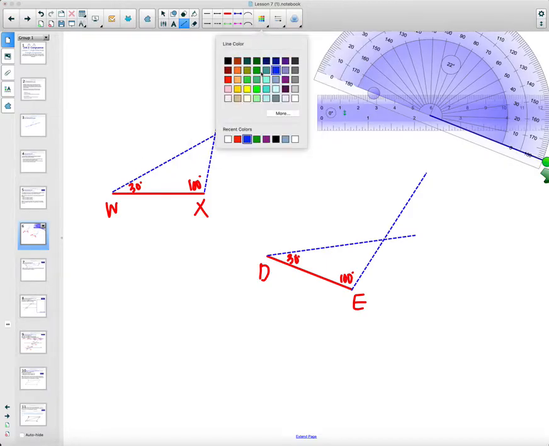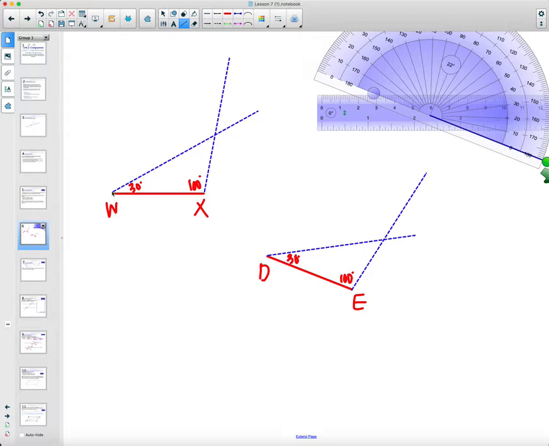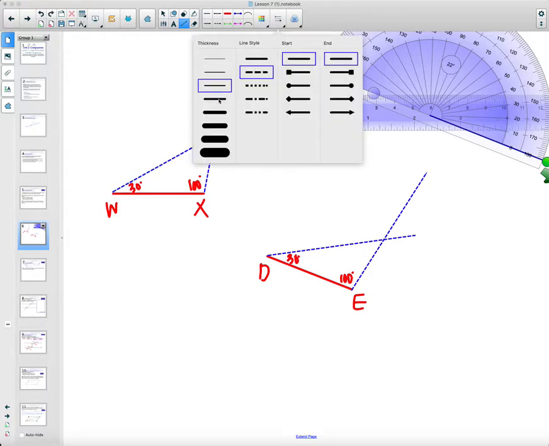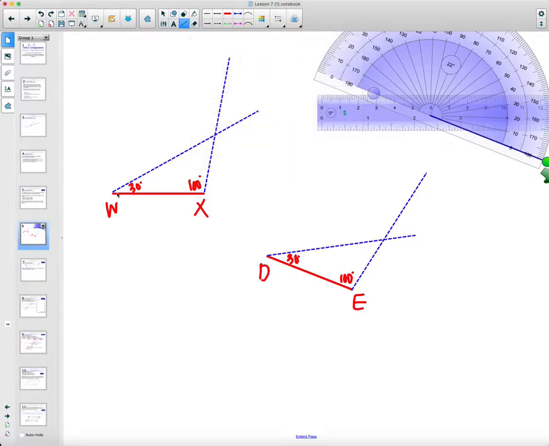So I'm just going to do this in a different color than the red because it is not something that I measured. So I didn't actually use a ruler to find these sides. Okay, so I'm just going to draw those in kind of a different color here. And so then you have your two triangles. And then, so this was WXY and then DEF.